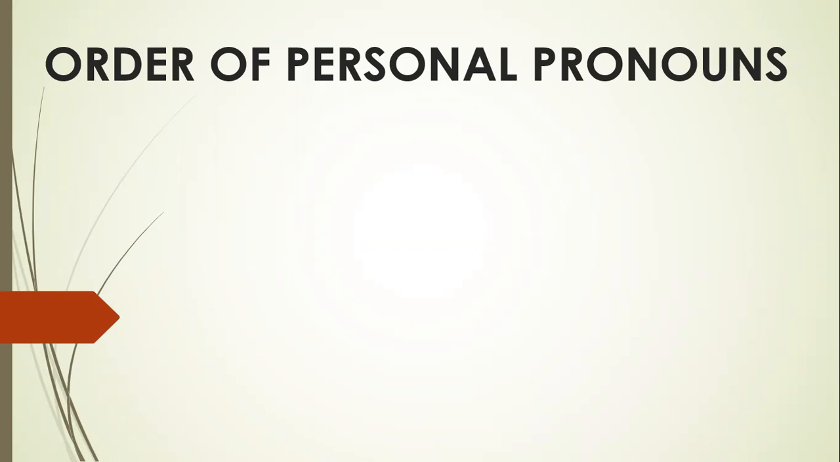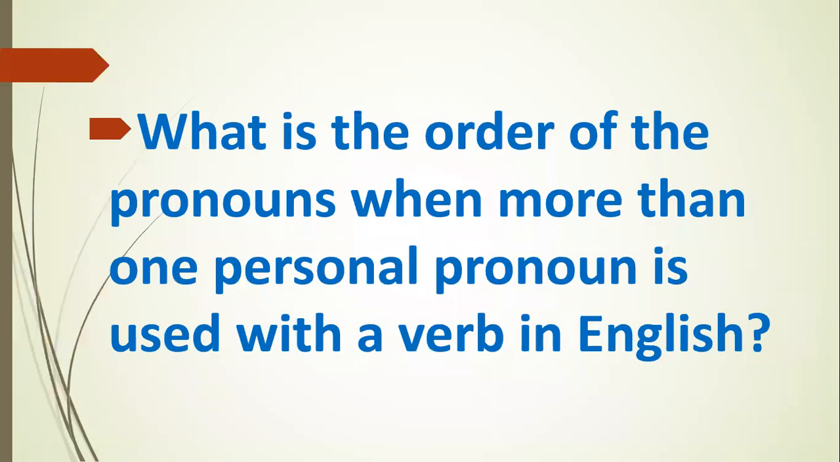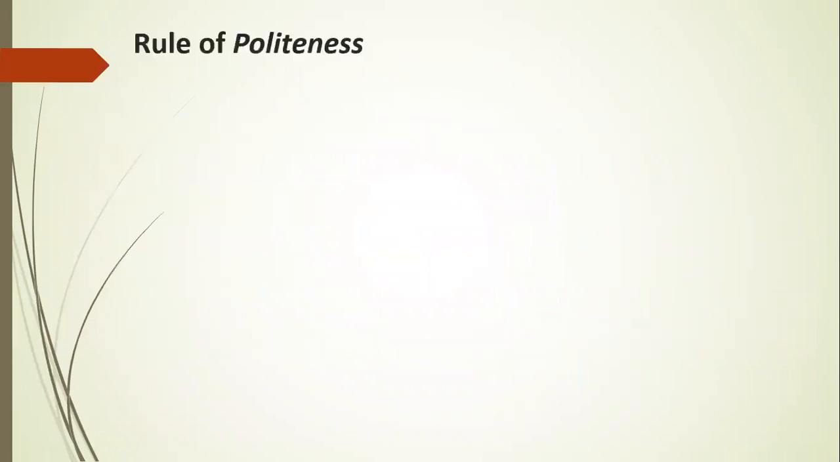We all know what personal pronouns are. We are familiar with them, like I, you, me, we, they. These are all examples of personal pronouns. What is the order of the pronouns when more than one personal pronoun is used with a verb in English?